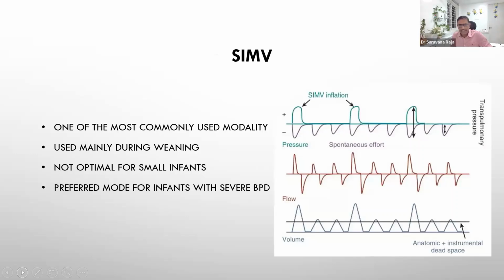Next slide. You can see from this graph the transpulmonary pressure variation. You can compare. You can see the increased transpulmonary pressure when spontaneous breaths are coordinated by the ventilator breath. At the same time, in the case of an infant's spontaneous breath, the pressure is very minimal.